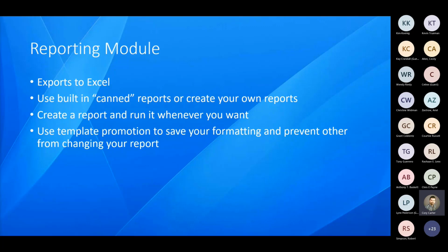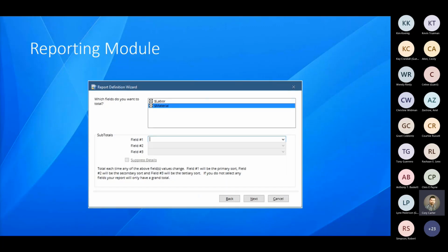Some functions in the reporting module that you may not be aware of is totaling. When you create an export report, you can add totals to any number fields. So in my example here, labor and material costs. If I want to have a total of labor and material costs from my work orders, I can set those totals. I can also add subtotals. So right here, on field number 1, I chose type. So I'm going to have a labor and material subtotal by work order type.